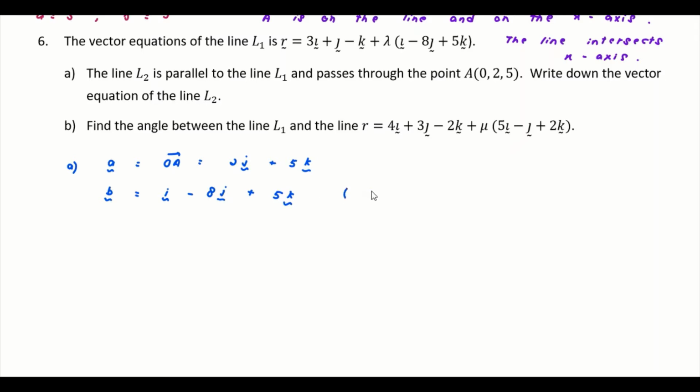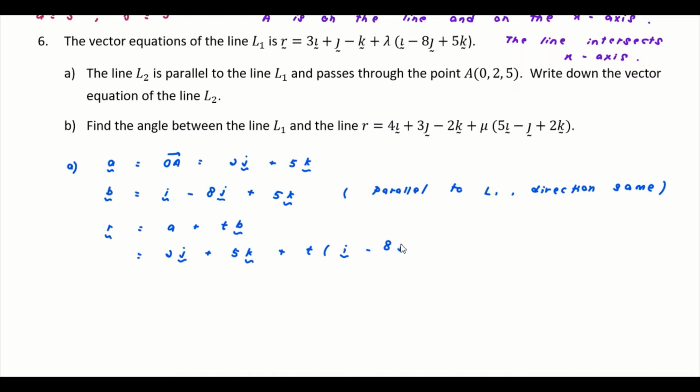Okay, so same like this. If you want to write down, in case next time when you want to do revision and so on, you can just write down because L2 is parallel to L1, the direction is the same. So you'll be able to use the same direction vector. Okay, so you have all this information already. So now you can put it into your line equation. So R equal to A plus TB. So equal to 2J plus 5K plus t, and then I minus 8J plus 5K. Alright, so that's your equation of the line for L2.